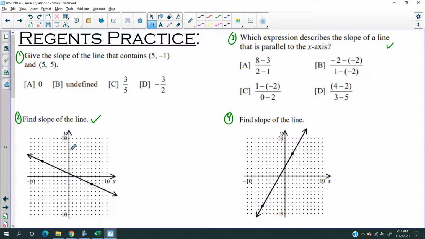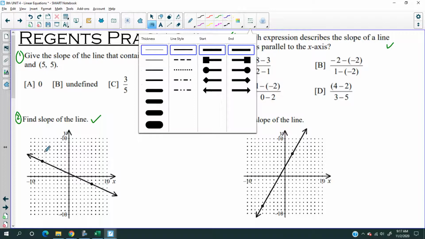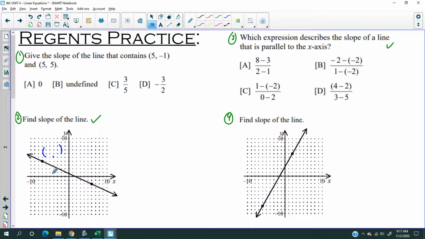Let's see. So I'm gonna label this line here, actually. Let me use a stronger color. So I'm gonna label this point here. Let's see. 1, 2, 3, 4, 5, 6, 7. 1, 2, 3, 4. Oh, that's negative 7. Oops. All right, 1, 2, 3, 4. Okay, and this one. 1, 2, 3, 4, 5, 6. 6 to the right, and then 2 down. All right, let me double check. Yeah, all right, so find the slope.